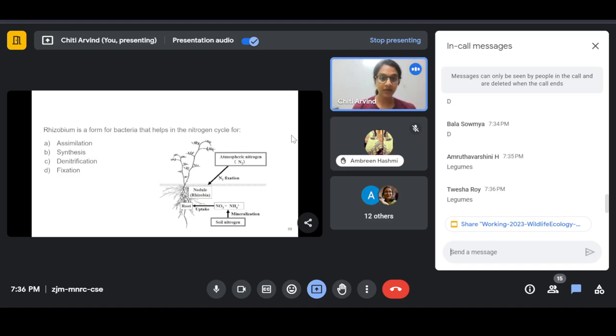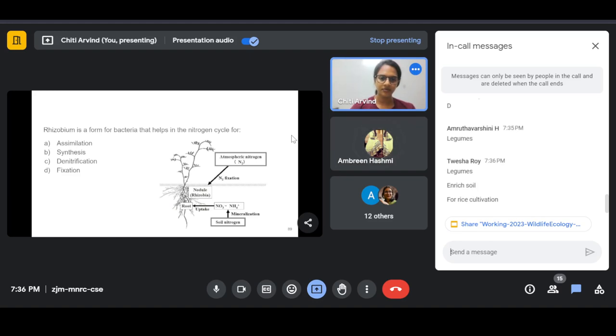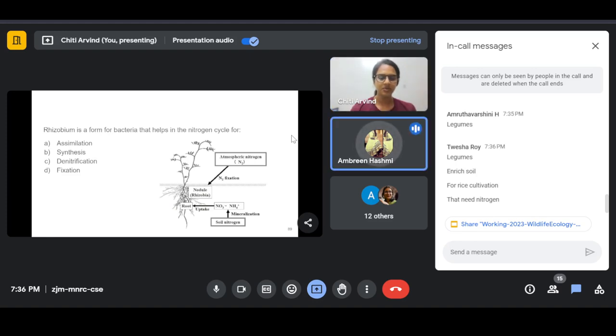In farming, has anybody heard of the concept of crop rotation? Tusha says enriched soil. Yes, Amreen, you wanted to say something? To enrich soil for rice cultivation that needs nitrogen. Yeah, that's correct. So what is the process of growing only one type of crop called? Monoculture. Correct. Monoculture means you are continuously growing only one crop type. And why is that bad?